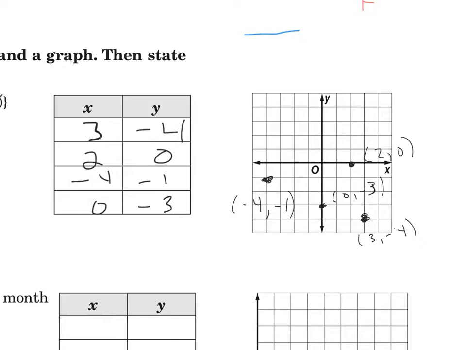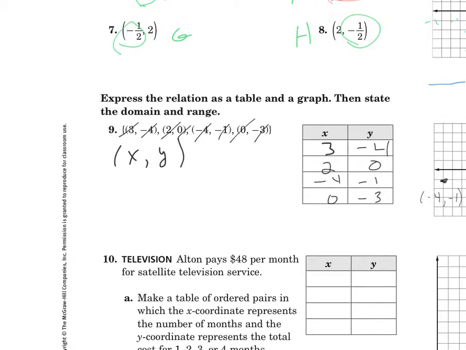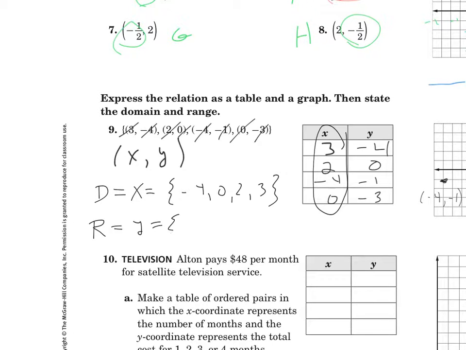Okay, that's how you plot the 4 points from the table. And then to state the domain and range, the domain is the set of x values, and the x values from the table are the negative 4, the 0, 2, and 3. You should put them in numeric order. And then the range is the y values, is the set of numbers negative 4, negative 3.